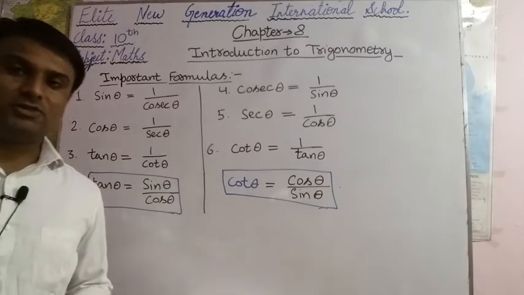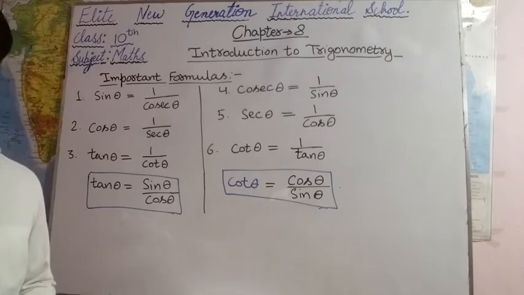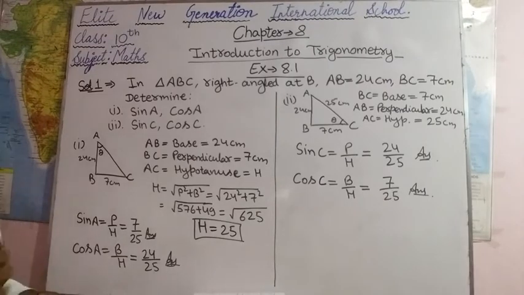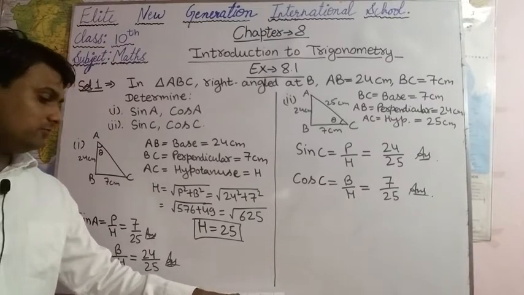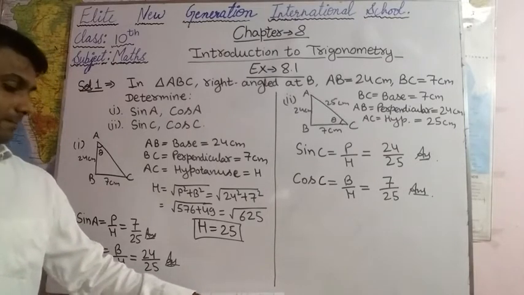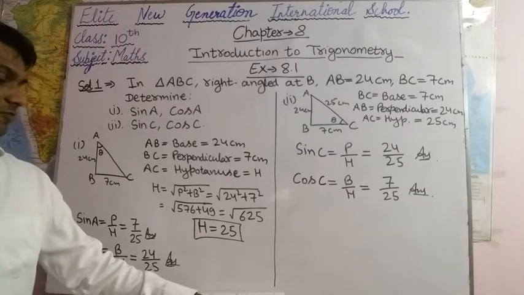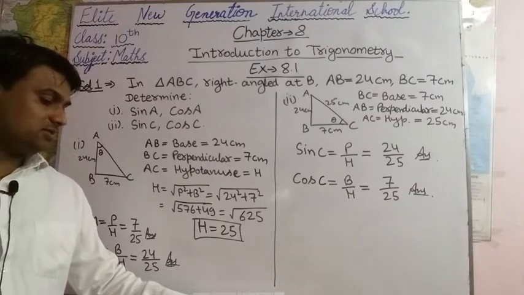Proceeding to our first exercise, that is 8.1. In exercise 8.1, see question number 1. In question number 1 we are given a triangle ABC, right angled at B, AB equals 24 centimeters, BC equals 7 centimeters.